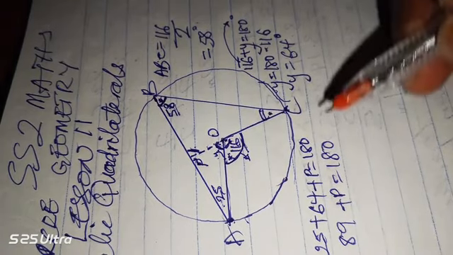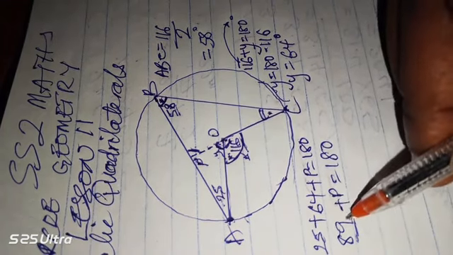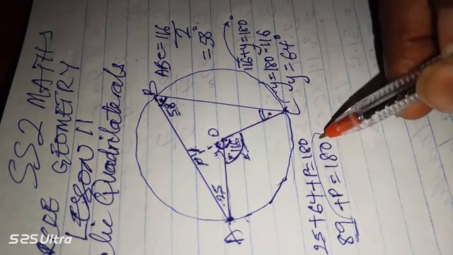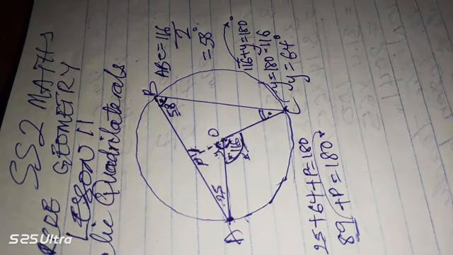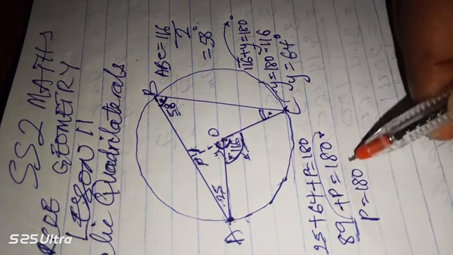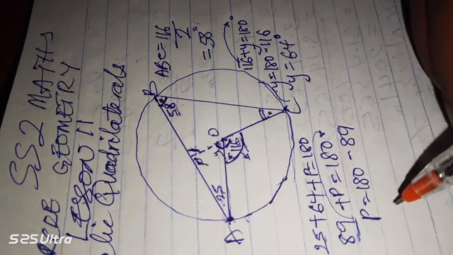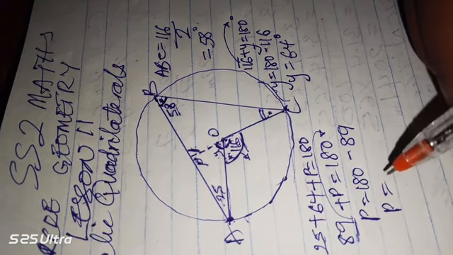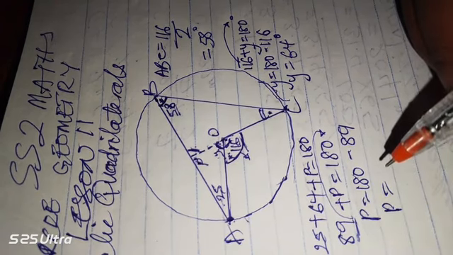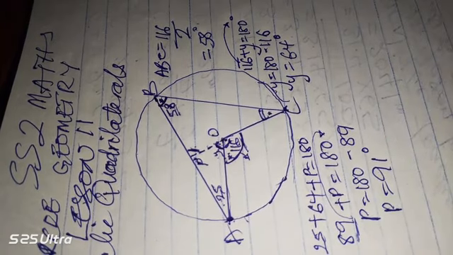At this point, I will collect like terms. This 89 will cross to the other side and become negative. So my P equals 180 minus 89. My P is equal to 91 degrees.